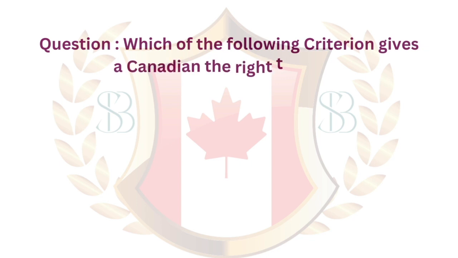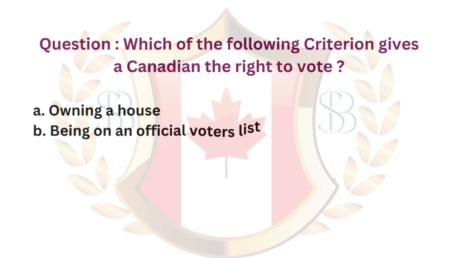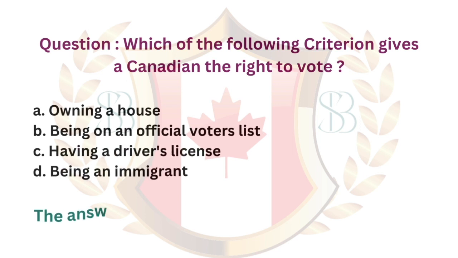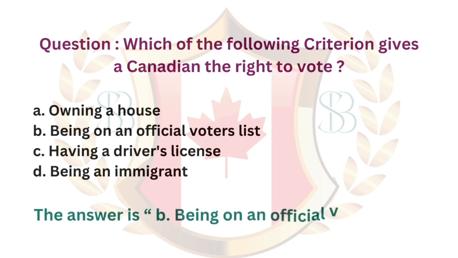Question. Which of the following criterion gives a Canadian the right to vote? A. Owning a house. B. Being on an official voters list. C. Having a driver's license. D. Being an immigrant. The answer is B. Being on an official voters list.